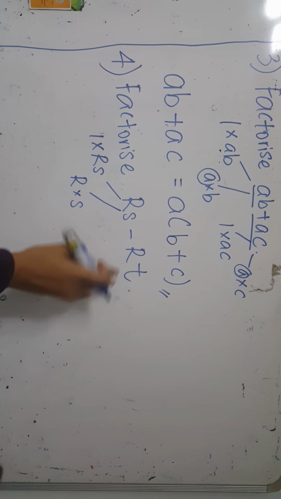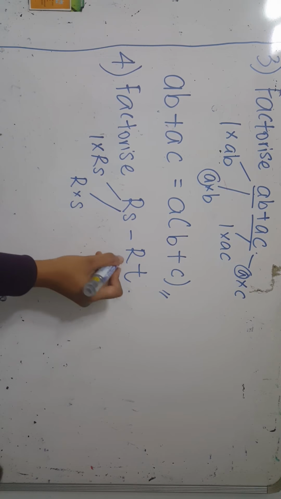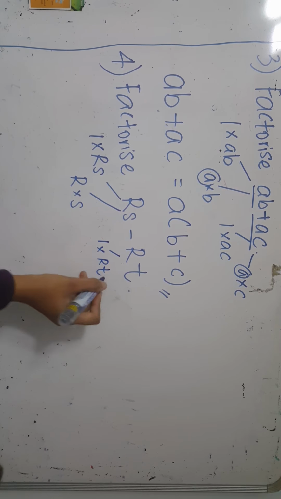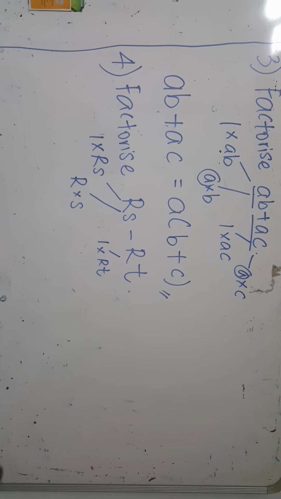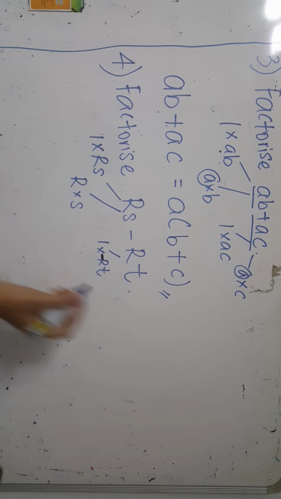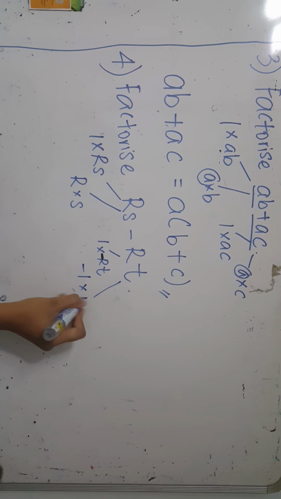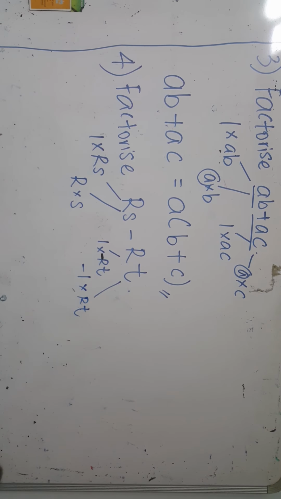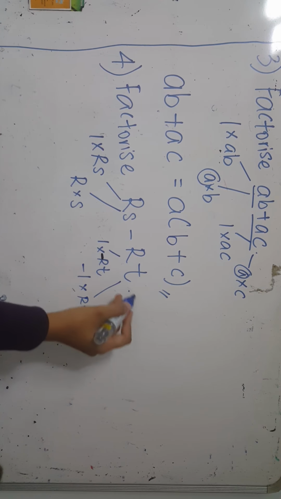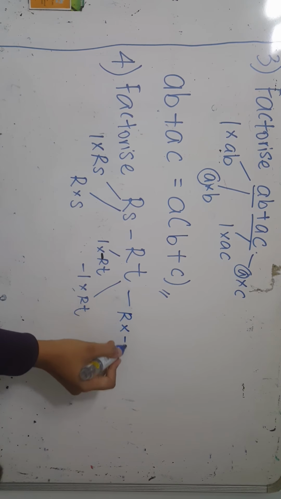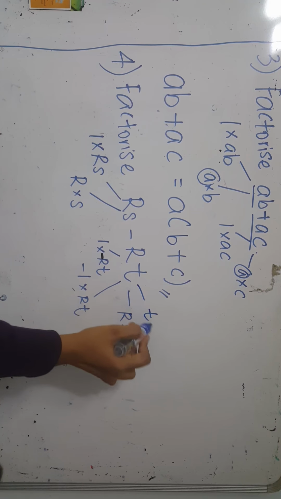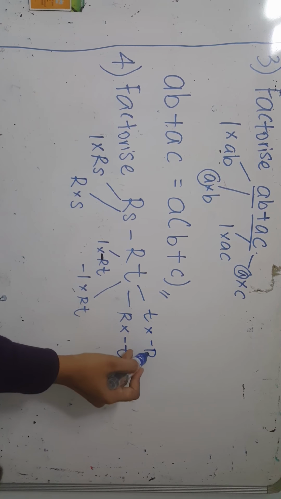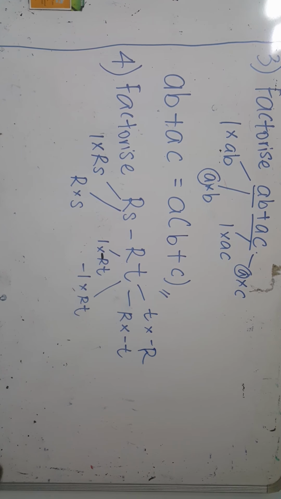The other one, we have R and T. So 1 times RT. Okay, bear in mind this is a negative RT, so there will be a negative sign somewhere. So the negative sign can be here, or you can have negative 1 times RT. That's one way of breaking down. Another way is to break down R times negative T, or T times negative R. So you play around with the negative signs.